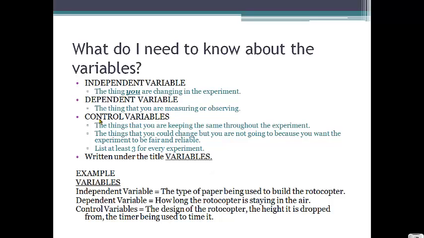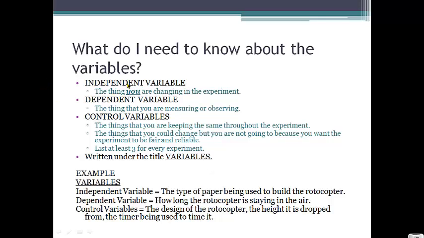So for instance, during my rotocopter experiment, I'm changing the type of paper. So that means I'm not going to change the design of the rotocopter. I'm not going to change the type of paper clips I put on them. I'm not going to change the timer I'm using. I'm not going to change the height I'm dropping the rotocopter from. I'm not going to change the weather that I'm testing the rotocopters in. All of those other things are going to stay exactly the same throughout my whole experiment. The only thing I'm changing is the paper.